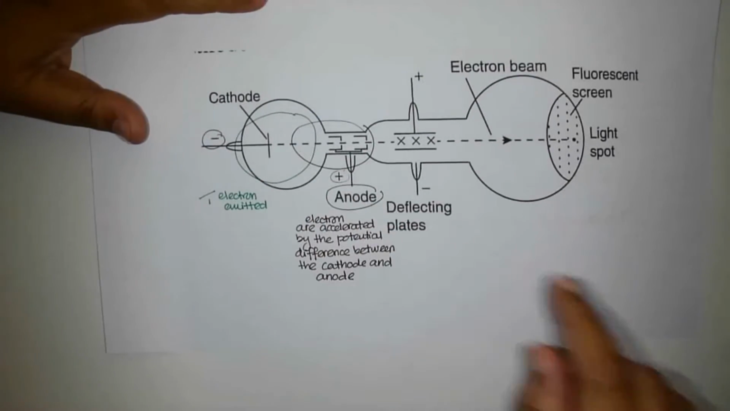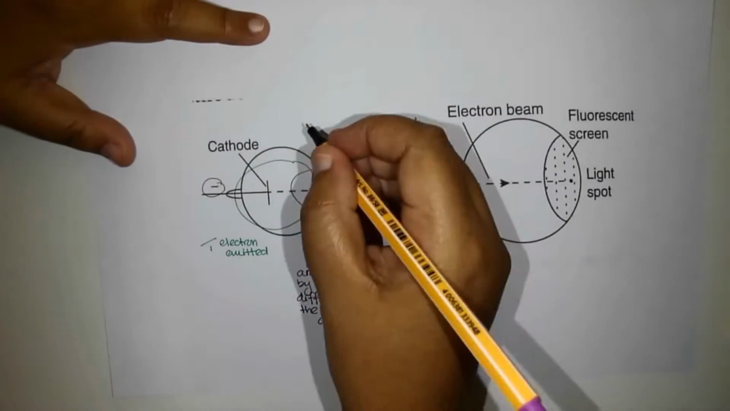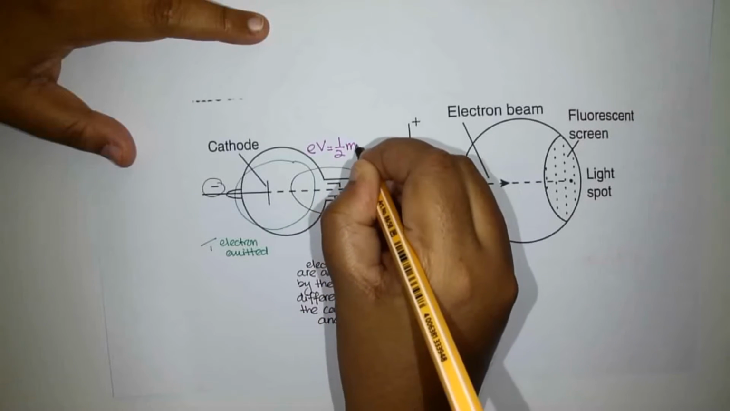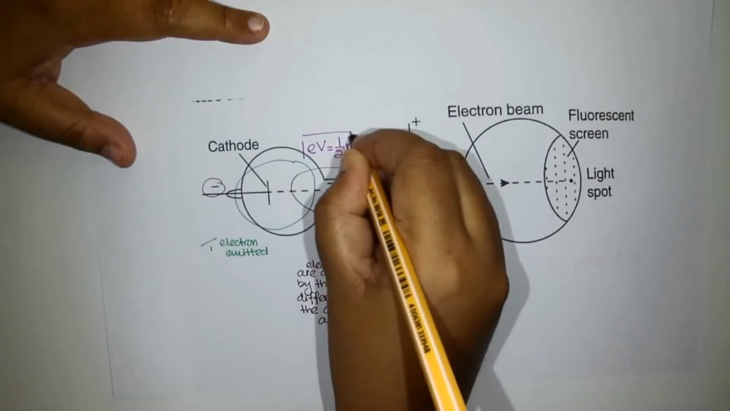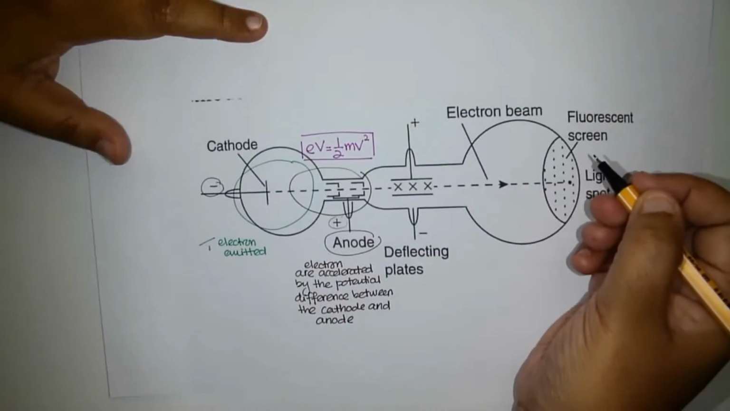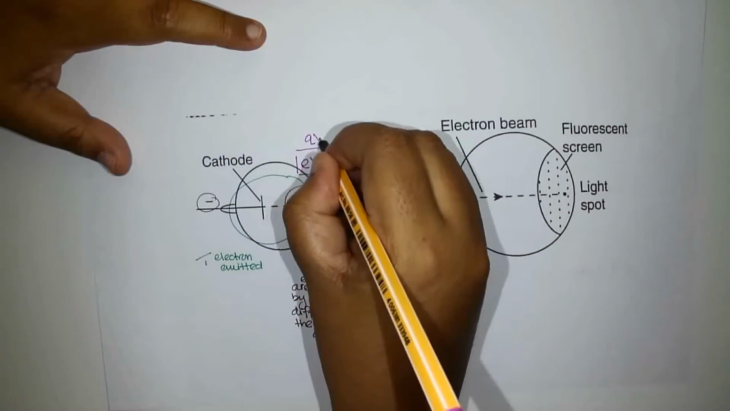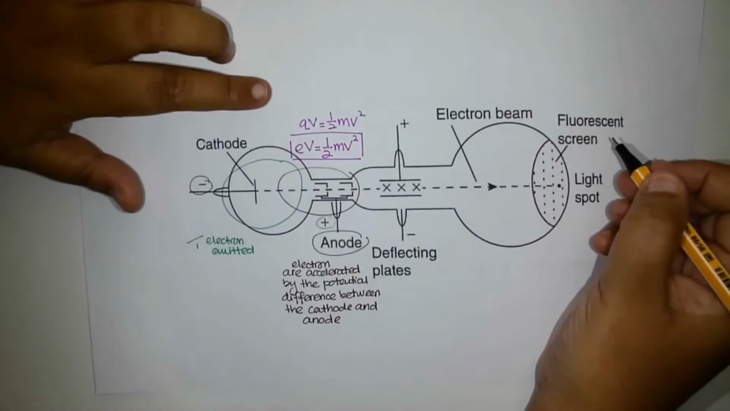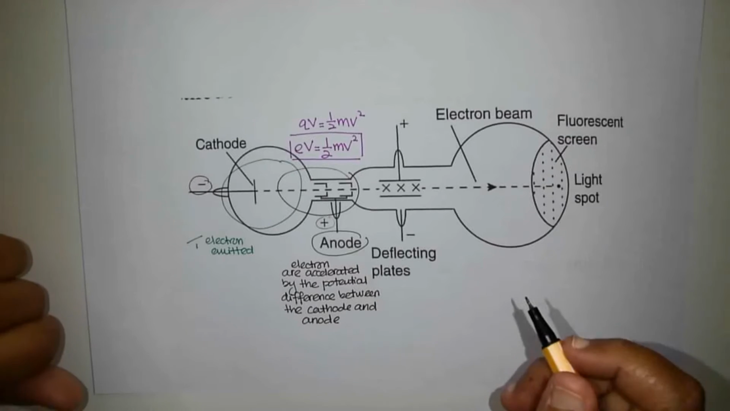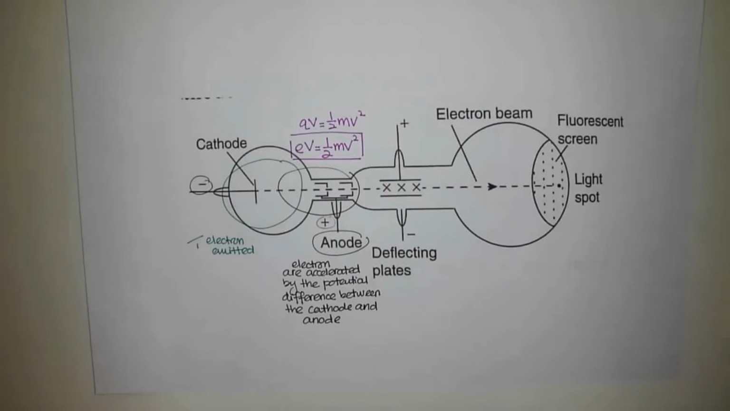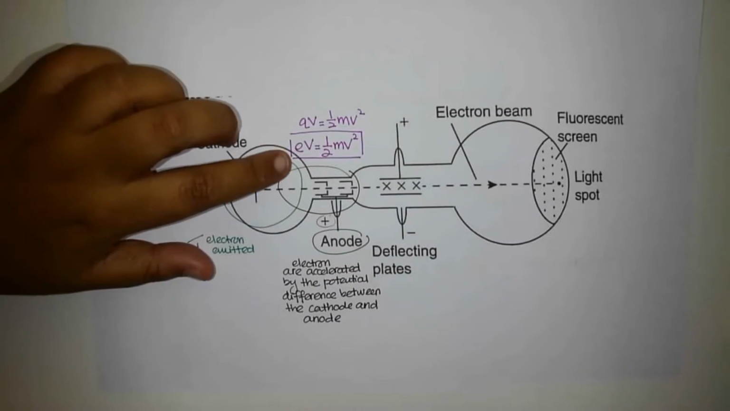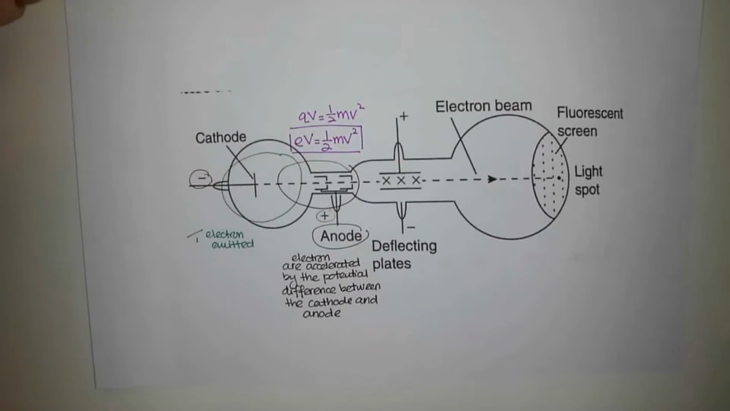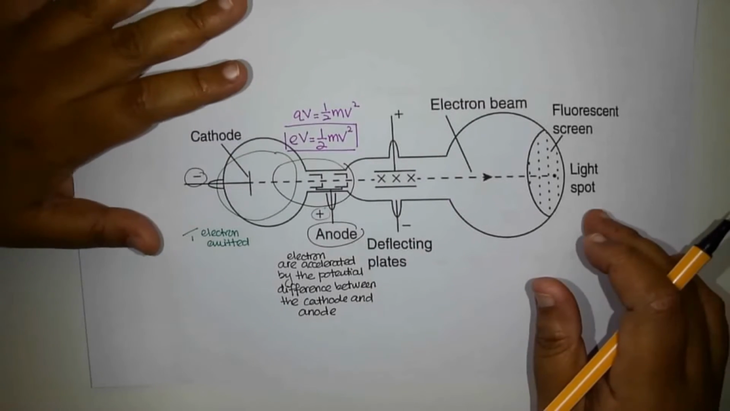Here there is an important concept. The concept is eV equals half mv squared. If I want to use QV, I also can: QV equals half mv squared. But to be noted, Q is a negative charge. Or you can be very specific, you can just put in e, to specify it from the beginning.